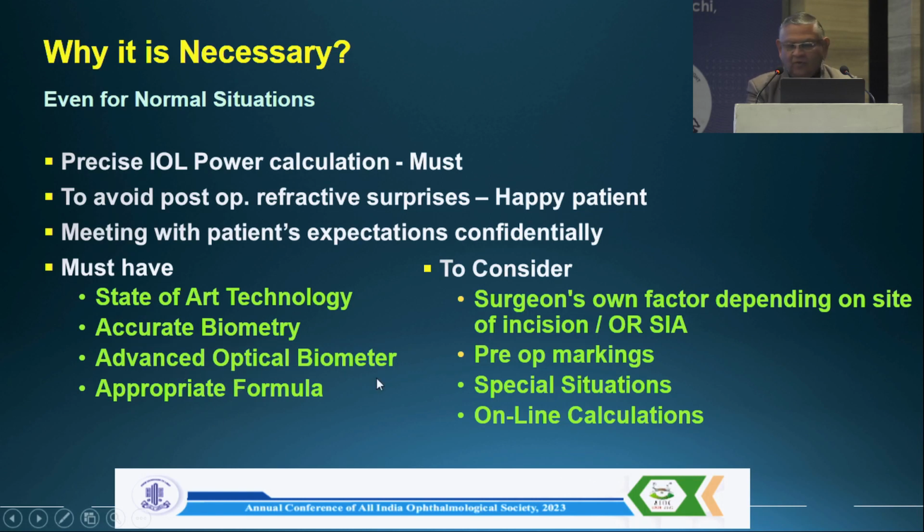Now, meeting the patient's expectations with confidence, we must have state-of-the-art technology, accurate biometry, advanced optical biometers, and an appropriate formula. And consider other factors also: when you decide the power and the incision, you must know your surgeon factor. You must do the preoperative markings, particularly in the premium lenses and the toric ones. You must consider the special situations which you should cover in your counseling. And when you have some problem, you can go to online calculators.